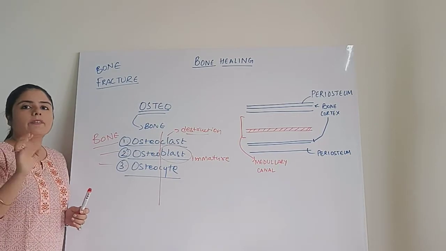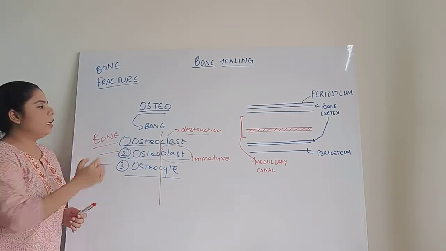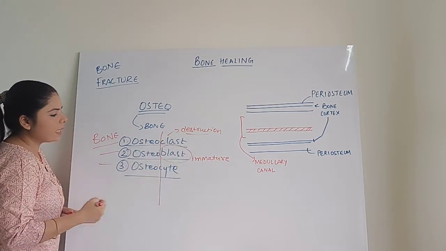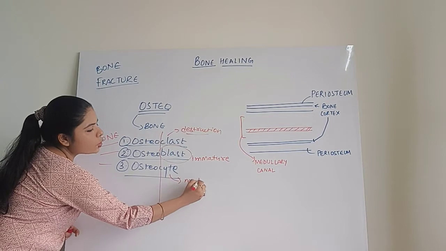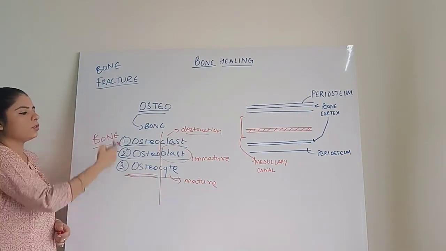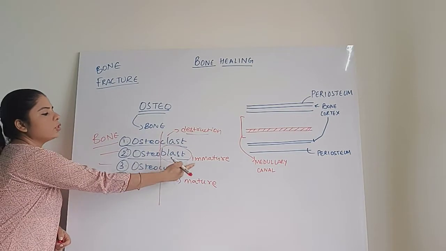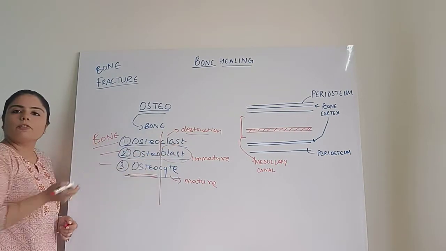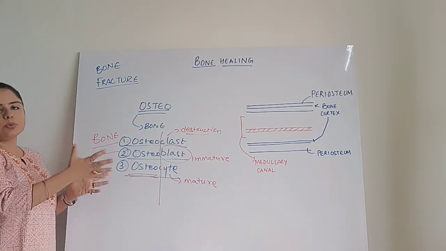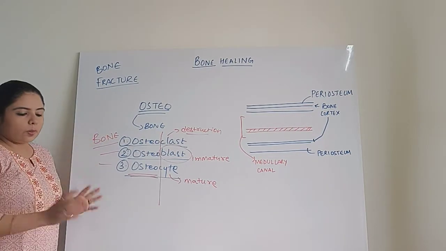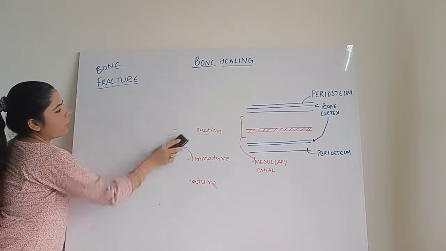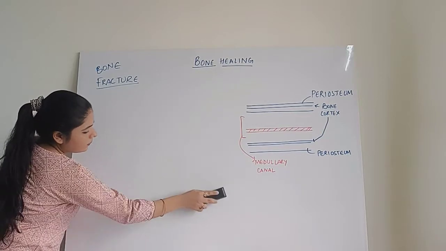I just want you to be aware of what these terms mean. Osteoclast, clast means destruction, blast means immature cell, and cyte means mature cell. Osteo means bones. So a mature bone cell, an immature bone cell, and a destructive bone cell, right? I just wanted you to be aware of these terms, so whenever I use them in the mechanism later on, we can understand the entire meaning of the process.